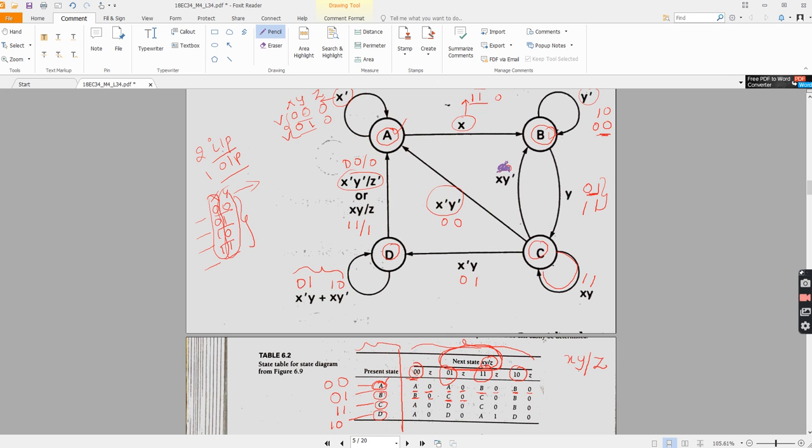Next, when it is 1 0, what happens? Sorry, I mean state B. When it is 1 0, what happens? When it is 1 0, I am in a self loop. The next state is also B only. So when it is 1 0, the next state is B and the output is 0. Now 1 1. When I am in state B and input 1 1 comes, where will I go? I will go from B to C.